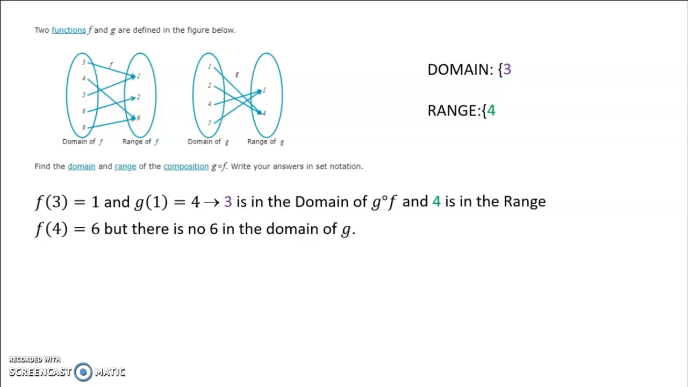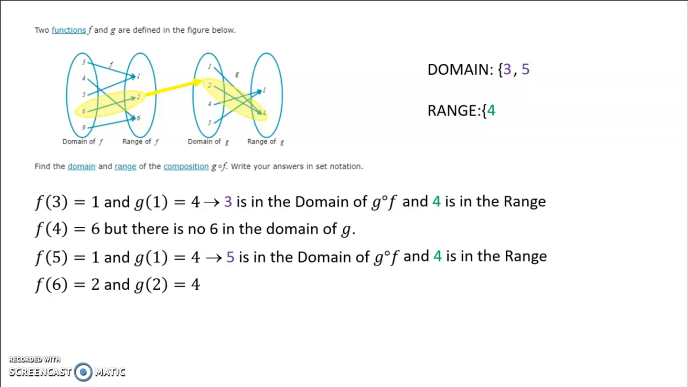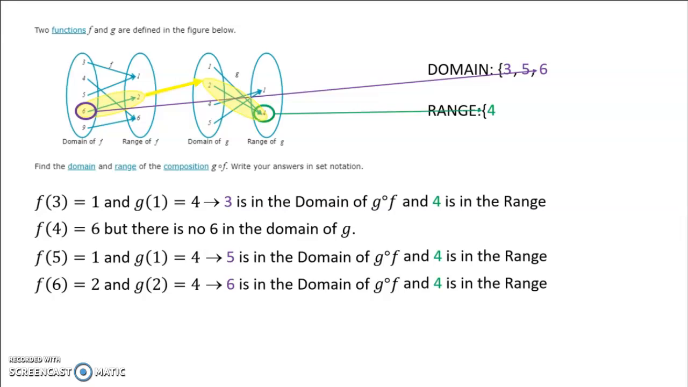Moving on to our next value in the domain. f of 5 is 1, and g of 1 is 4. That means that 5 is in the domain, and 4 is in the range. It's already there. Moving on to our next value, f of 6 is 2, g of 2 is 4. That means that 6 is in the domain and 4 is in the range.